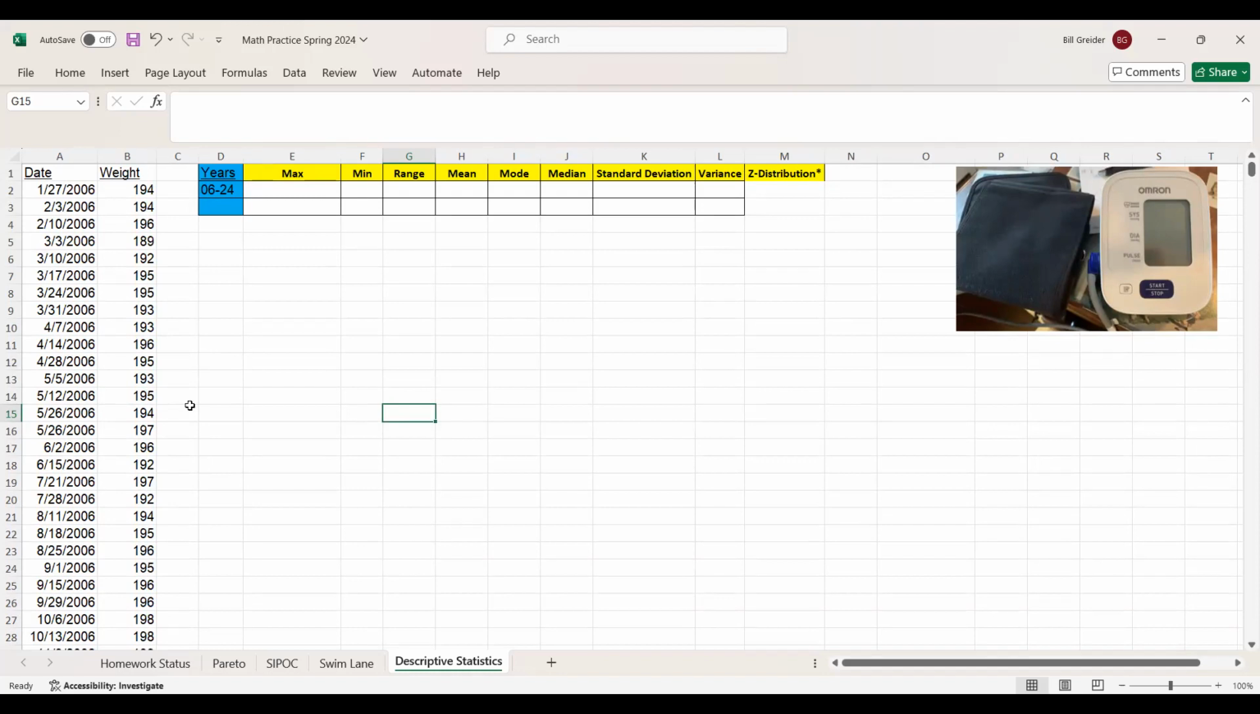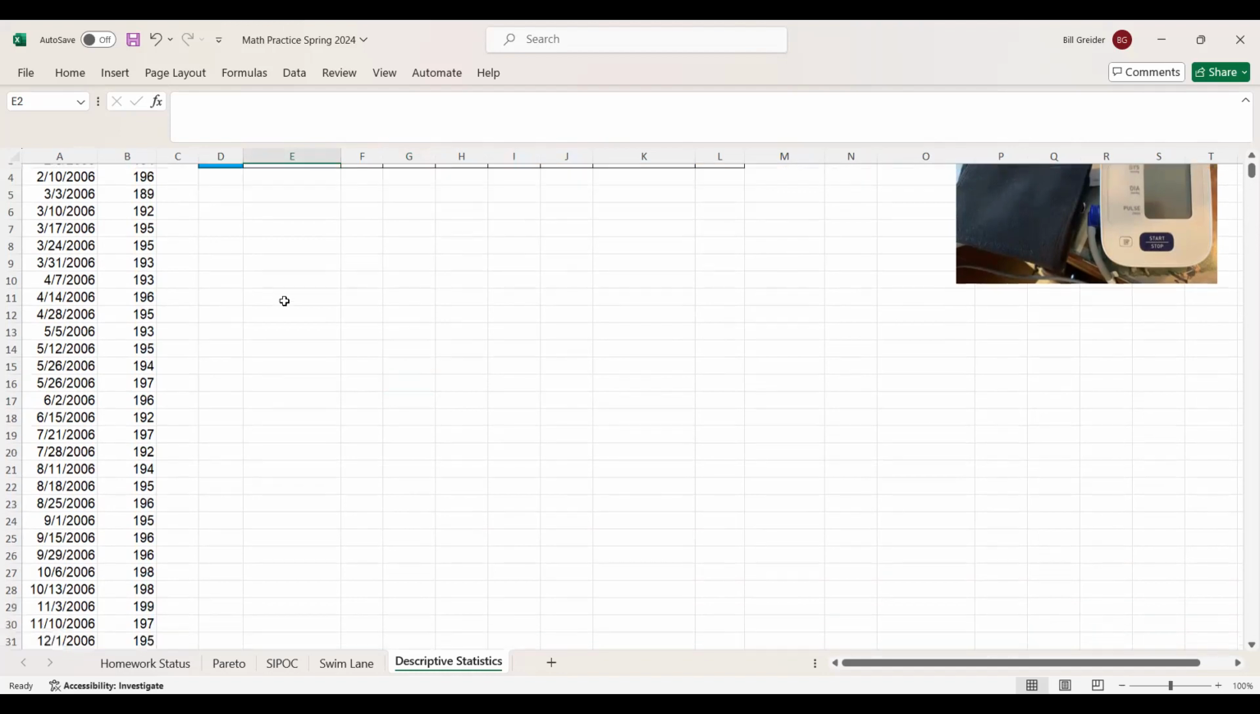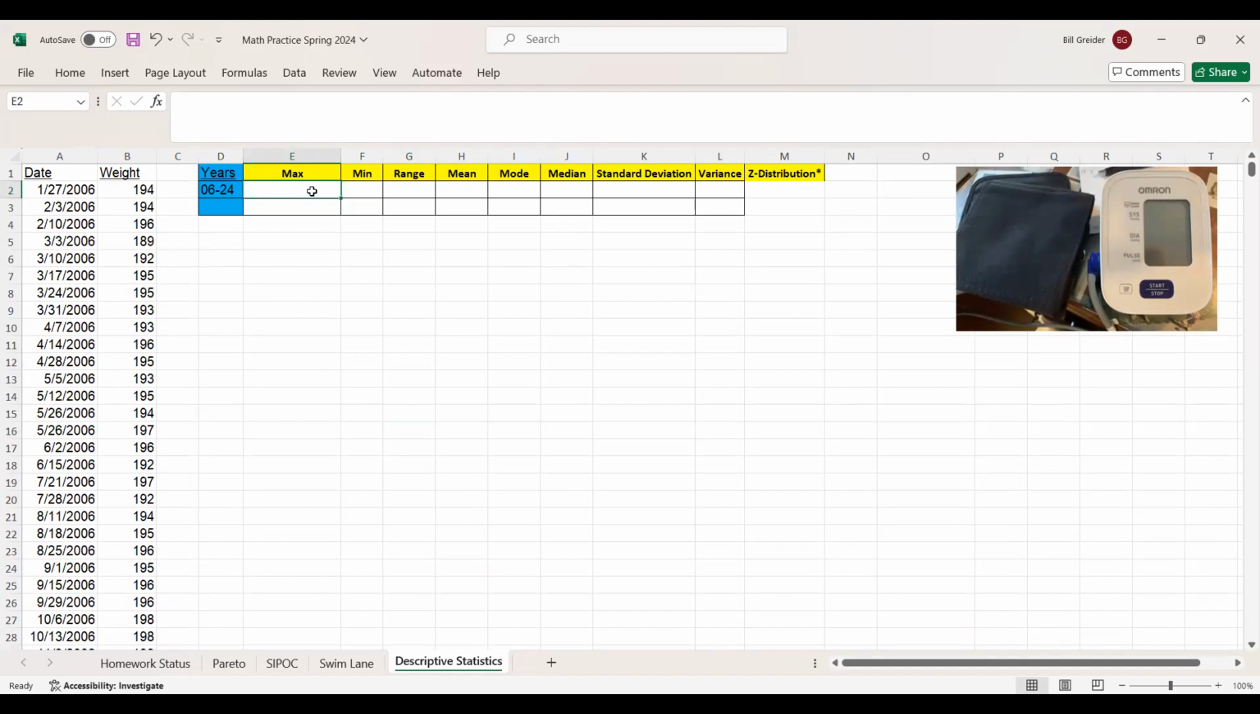All right. The first one is, what's the fattest, the heaviest I've ever been? I could go through and look at 826 lines and try to find it, right? Or I can go, this might be a review for some of you guys that use Excel all the time. And I apologize for that. For some of you guys that may not normally use Excel, it might be good, something new for you.